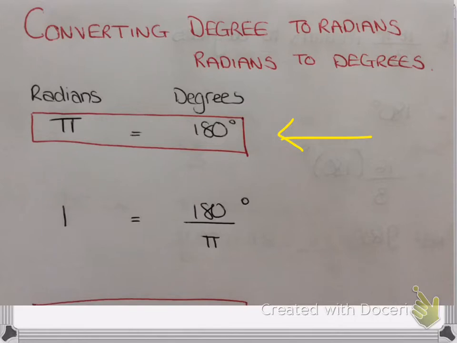So if I wanted to figure out what 1 radian was, I would need to divide both sides by pi. Okay, so that's what I've done to go from here to here. Divide across by pi, and you get that 1 radian is equivalent to 180 degrees over pi. That's your starting point, always. Because if I know what 1 radian is, I can get however many radians after that.